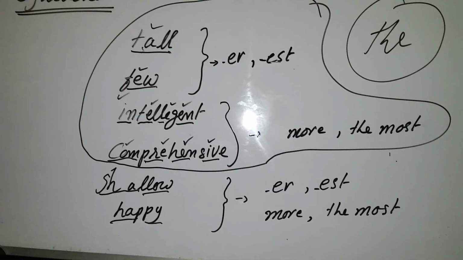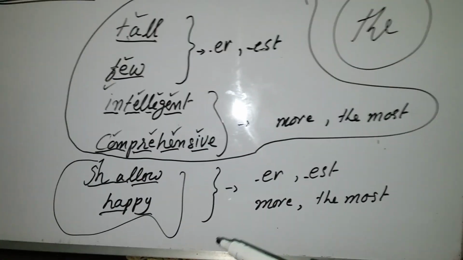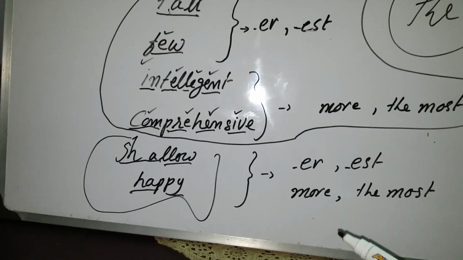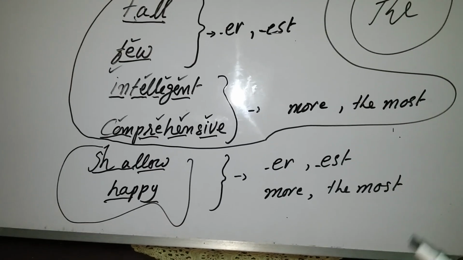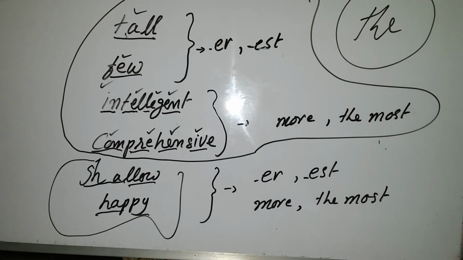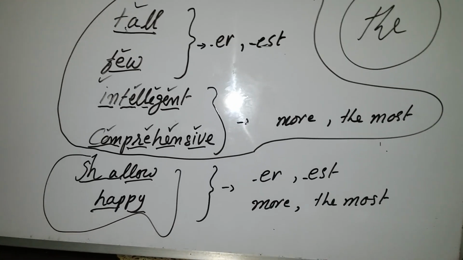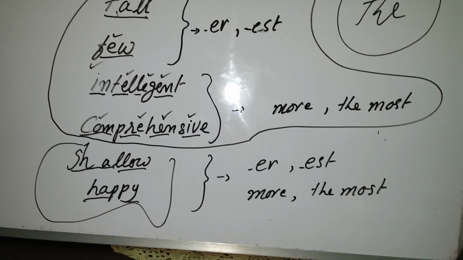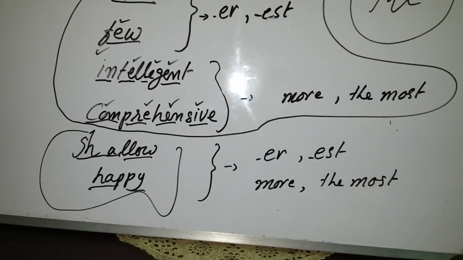But whenever you find 2 unit words, there are different rules which we'll discuss now: which are the 2 syllable words which carry ER and EST after them for converting them into comparative and superlative, which are those 2 syllable words which carry more and the most before them, and which are the 2 syllable words which can carry both ER and EST and more and the most.